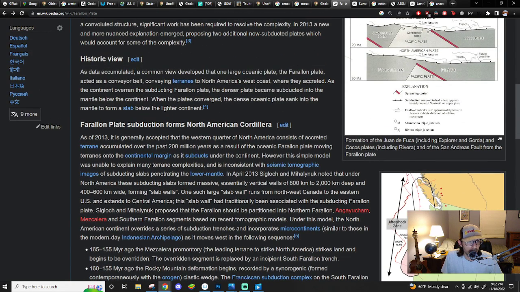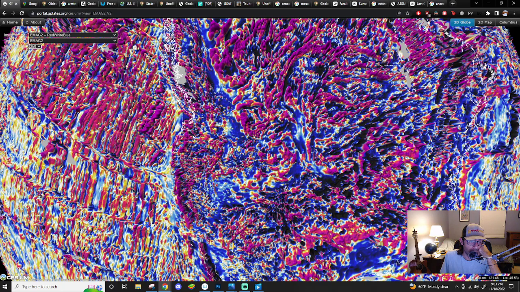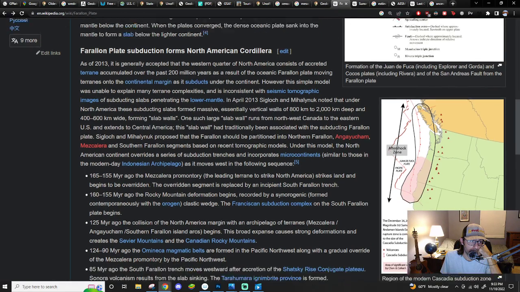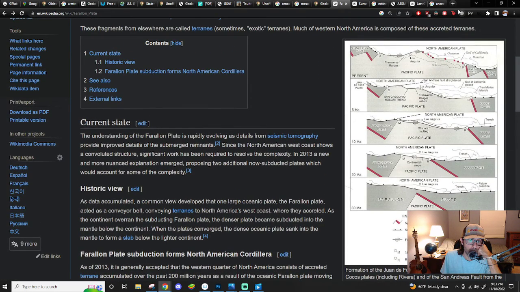Yep. Created terrain as a result of the Farallon plate moving terrains onto the continental margin as it subducts under the continent. Okay, okay. However, inconsistent with many terrain complexities. Yep, probably. Okay, fair. Because it's probably just not true. I'd have to look at the actual evidence to see what's going on here. Farallon.